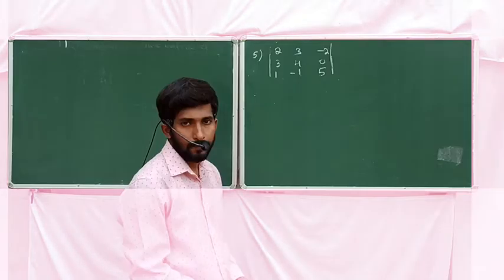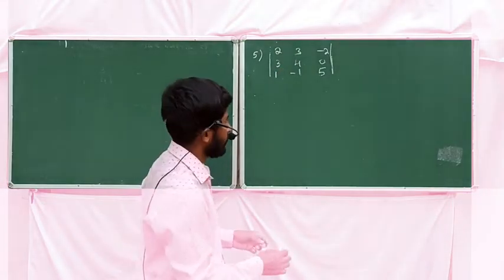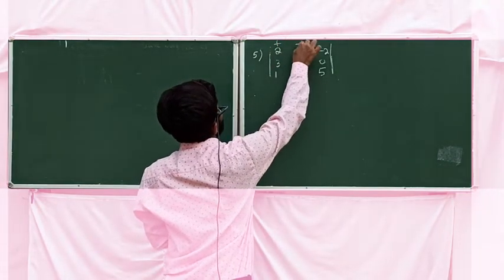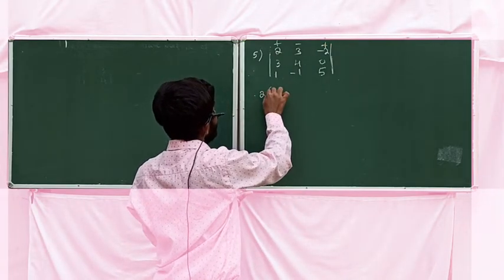Clear? See the next question. Calculate the determinant of this matrix. Okay. First step is put plus minus plus. First entry is 2 into.